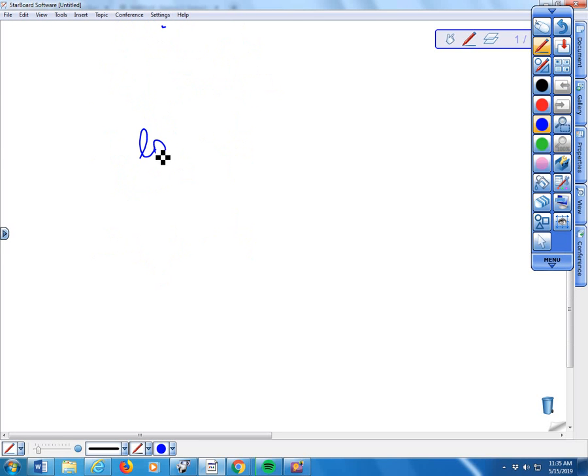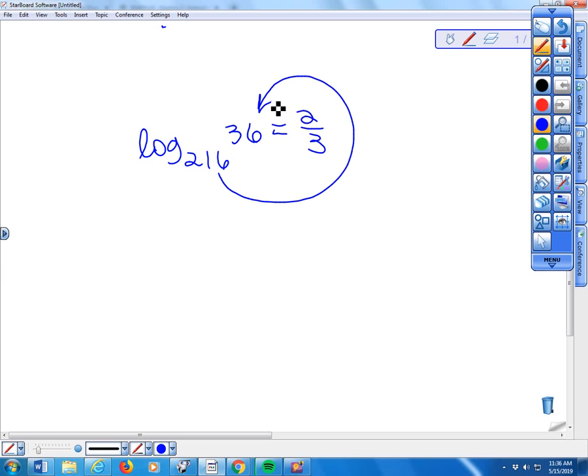Log base 216 of 36 equals 2/3. So if you would just draw an arrow like this every time you want to convert a logarithmic expression to an exponent, this is your base. You raise it to the 2/3, and it's equal to 36. Again, the base here is the same as the base here. The number next to it is never the number next to it. That's how I remember it.